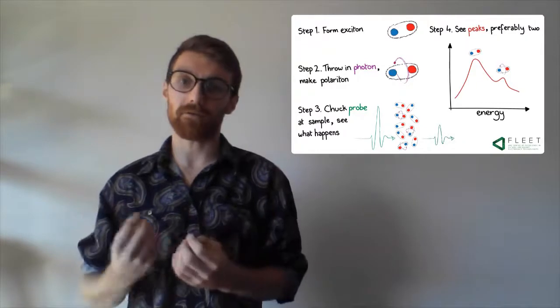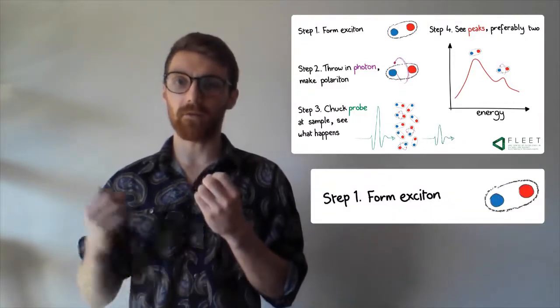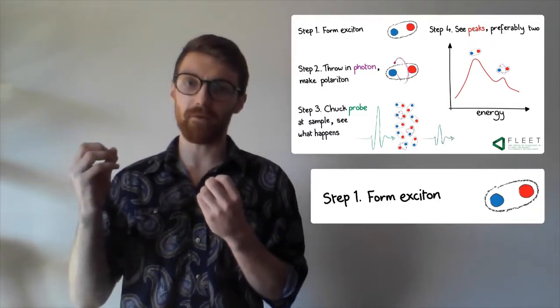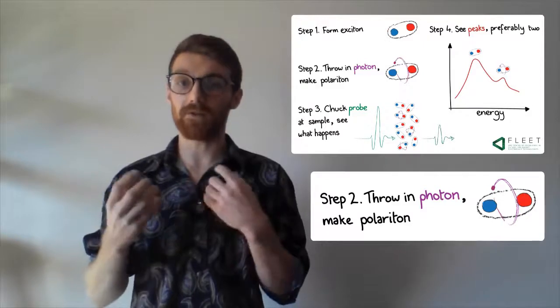This is where polaritons come in. A polariton is formed when you take a particle known as an exciton and throw in light, in the form of a photon. The photon sticks, the two particles couple, and you have a polariton.